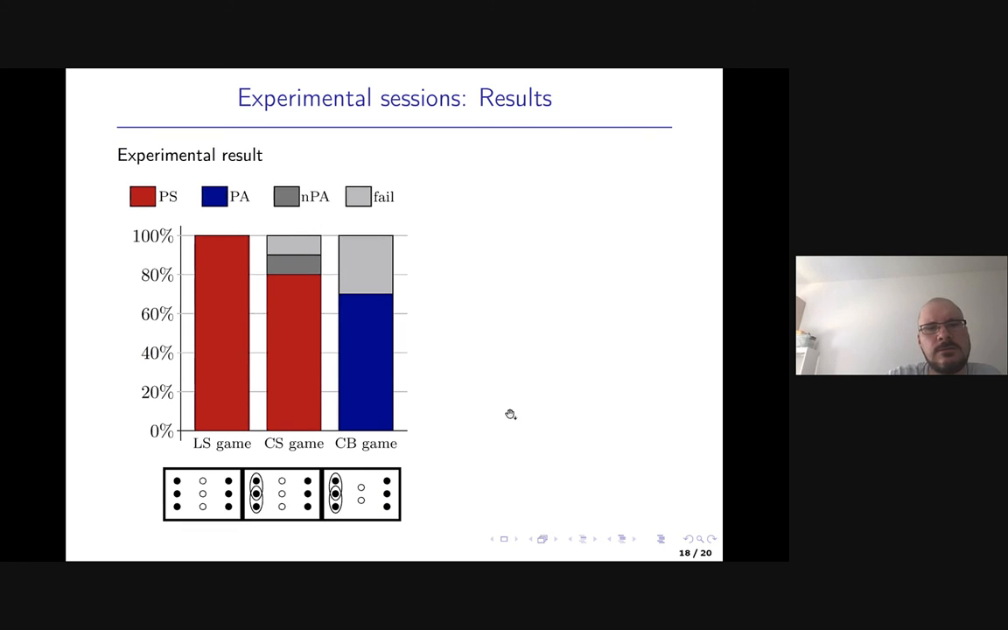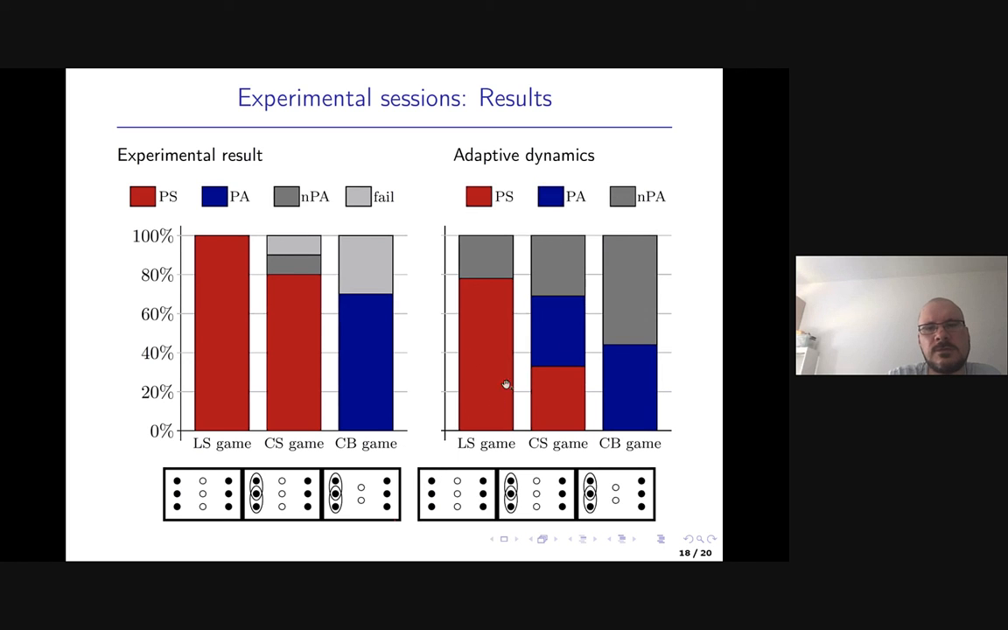And if you then look at the experimental results with respect to what kind of systems emerge, these are the results for the three games. Compare this with the results from the adaptive dynamics on the right. You first of all see that the success rates are higher in the experiment for each game. But a more remarkable difference is that for the context signaling game, while adaptive dynamics expect perfect signaling and perfect ambiguity to emerge with roughly the same frequency, in the lab, participants that develop a successful communication system only develop perfect signaling systems. So they always used all three signals.